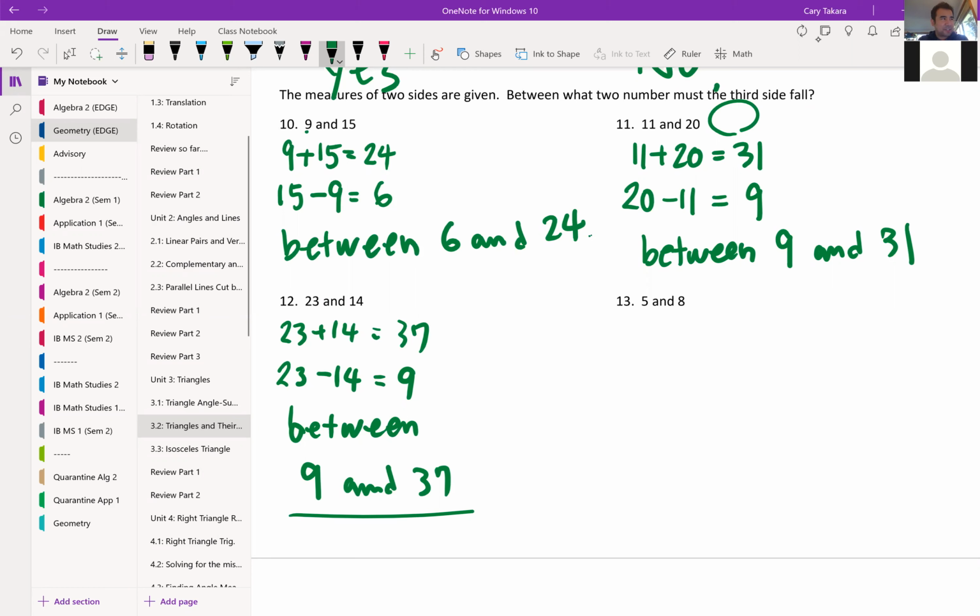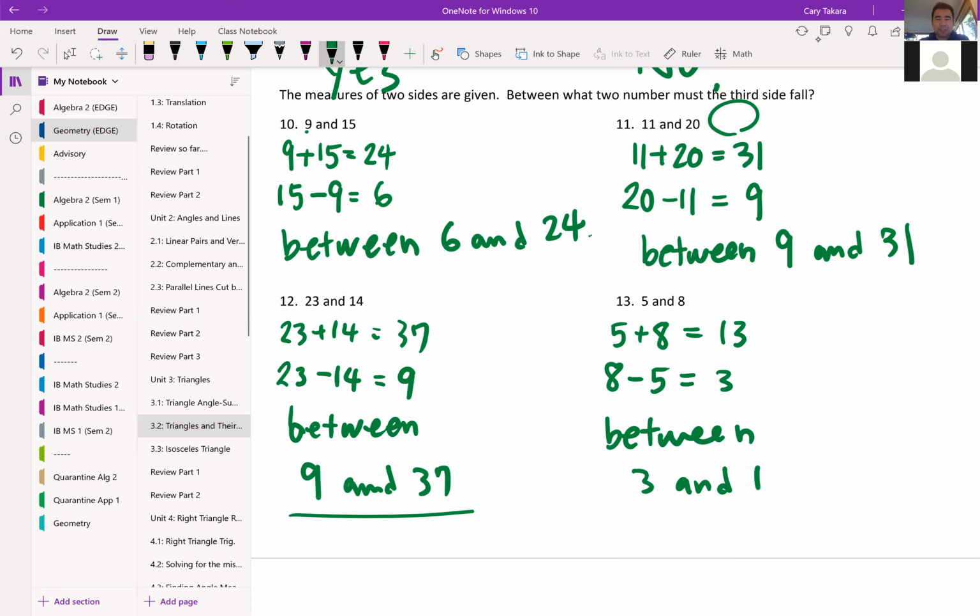Are you getting the hang of this? The last question. 5 plus 8 is 13. That's the highest you can go, or rather, it has to be lower than 13. And then 8 minus 5 is 3. So 3 is the lowest and 13 is the highest. So it has to be between 3 and 13.